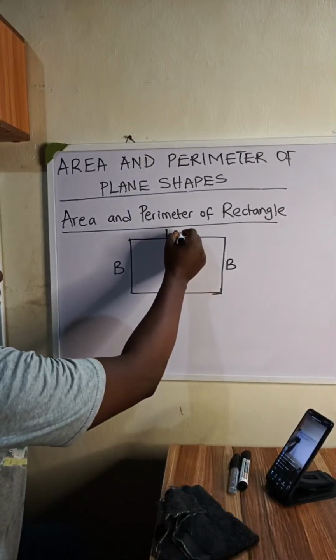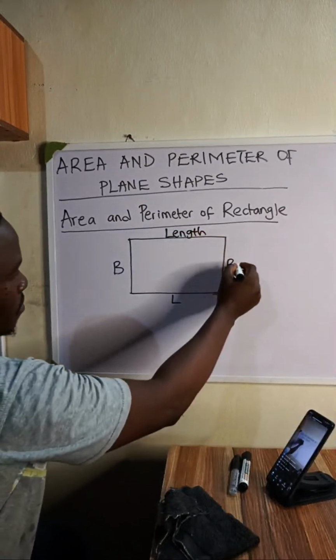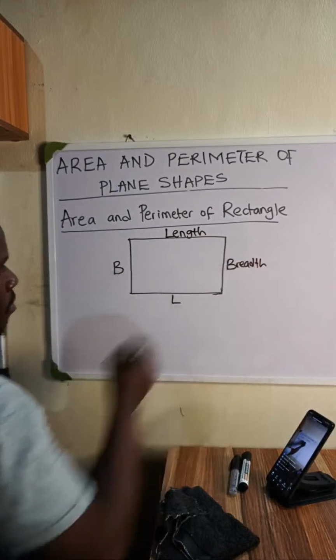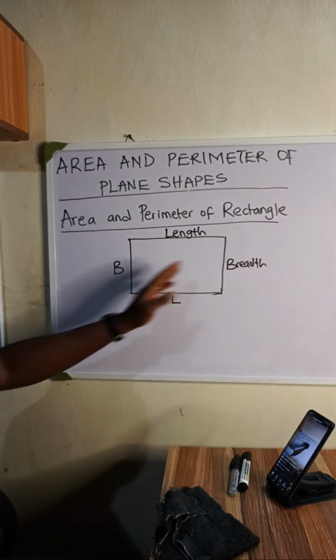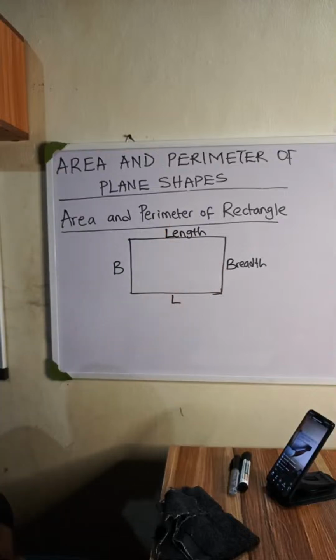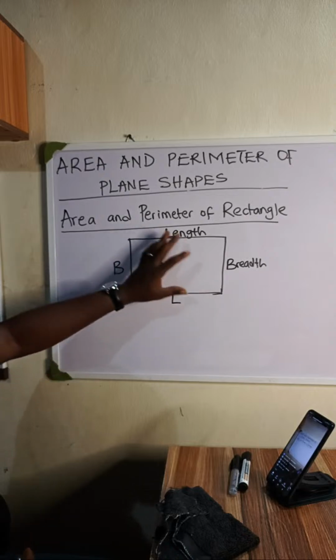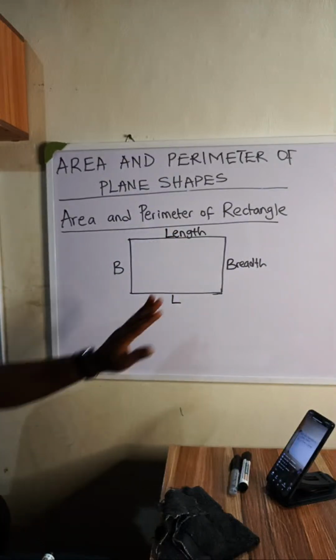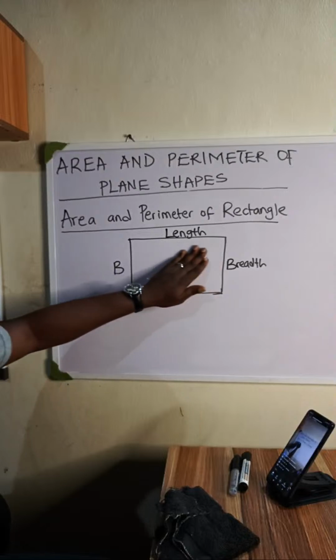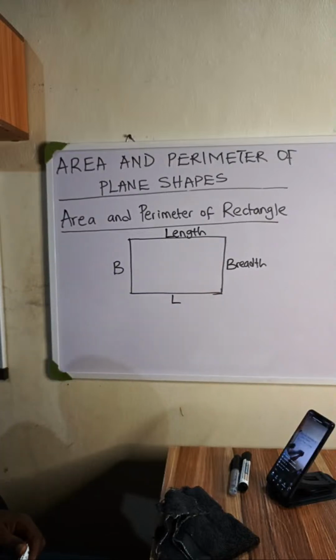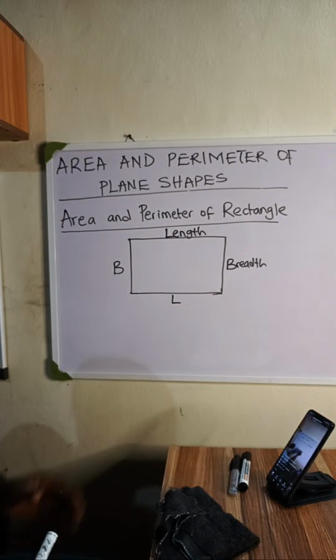So let me just write it. So B stands for breadth, L stands for length. Now, for you to calculate the area of this rectangle, remember the area is the space within the rectangle.